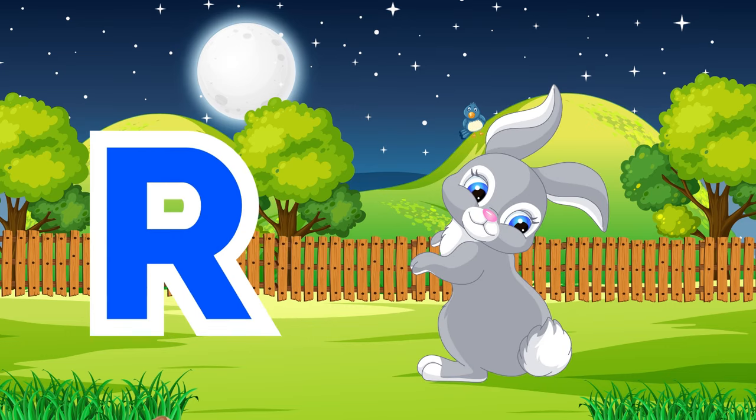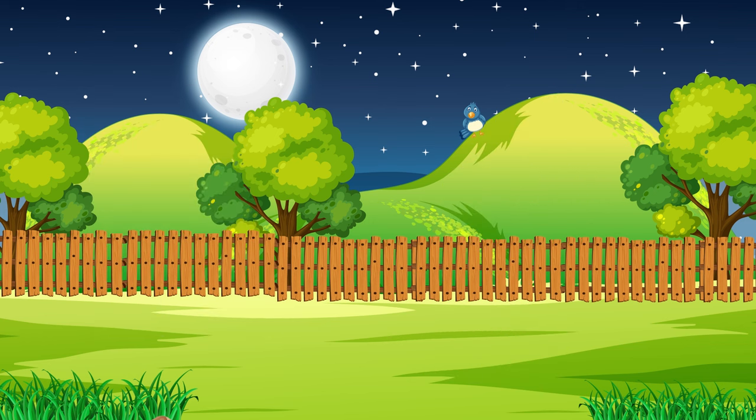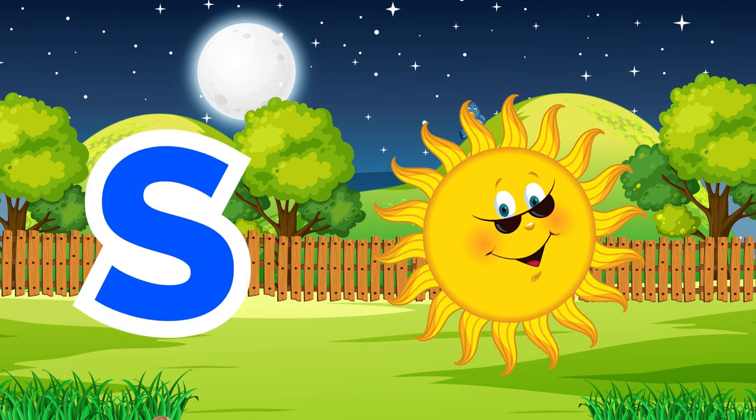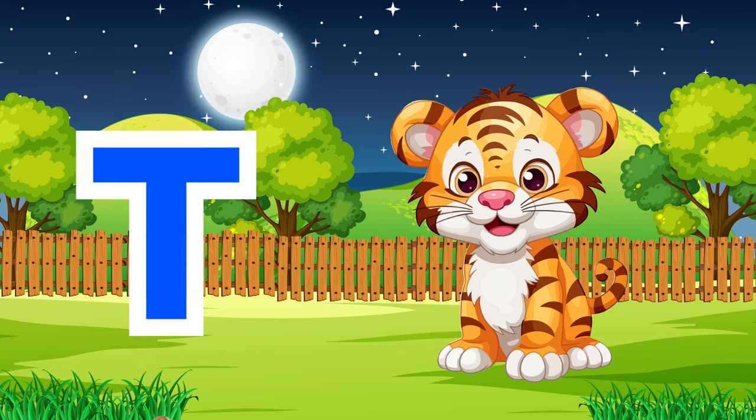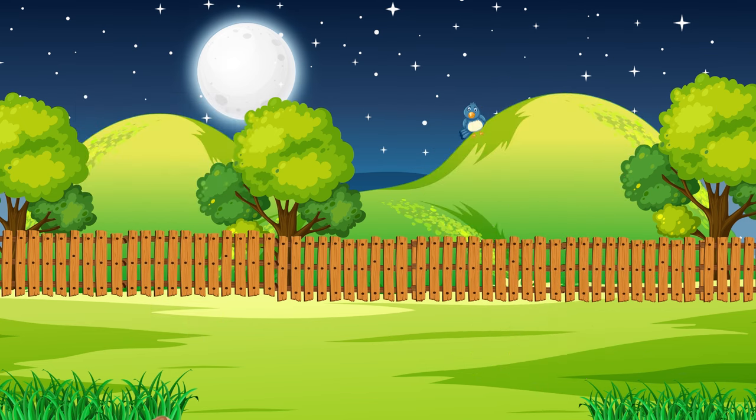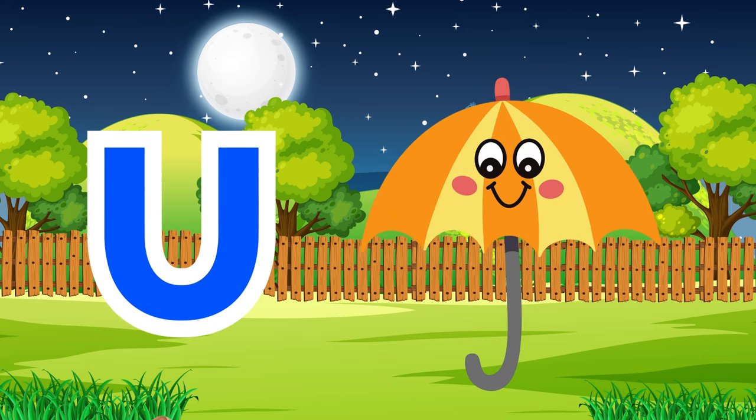R for rabbit. Rabbit means khargosh. S for sun. Sun means surya. T for tiger. Tiger means cheetah. U for umbrella. Umbrella means chhata.